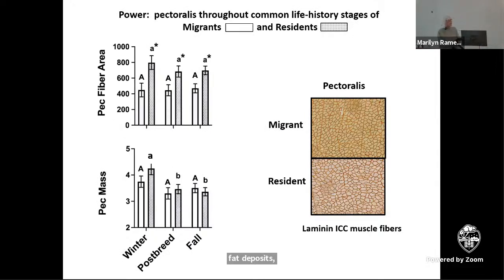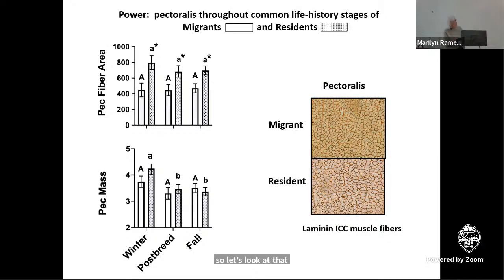So let's look at the pectoralis measures, and what pops out. This is what pops out: the fiber areas of the residents exceed that of the migrants. Migrants are unchanging and lower. The residents are not changing across the stages, but that's significant.